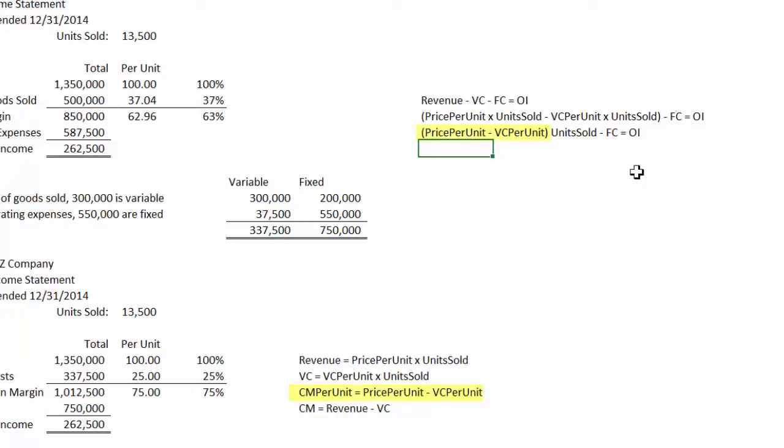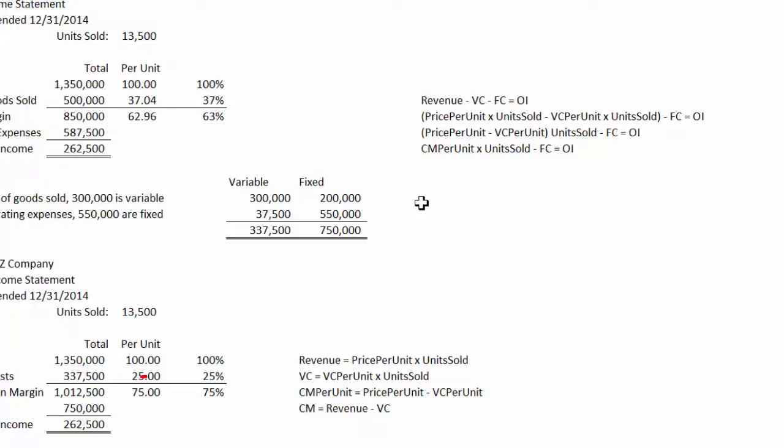But now let's look at this. Price per unit minus variable cost per unit. Well, that's our contribution margin per unit, isn't it? So we can come in here and we can say contribution margin per unit times units sold minus fixed cost equals operating income. Okay, so now we have this equation. Will that work? Shall we check it?